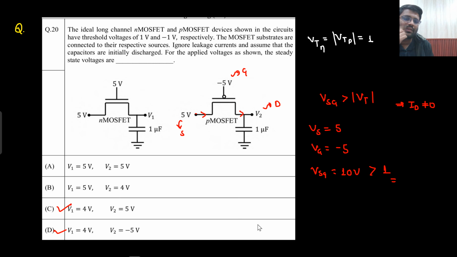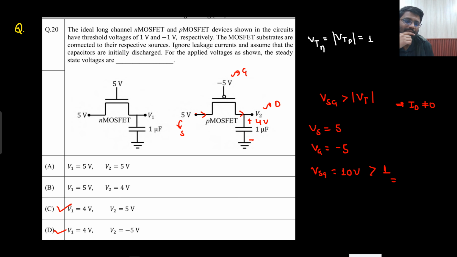Current would flow in the capacitor. The current would flow in this direction. See the direction of current flow: higher potential to lower potential. In the capacitor, it would flow in this direction. That means charge will be developed in this direction. Now, till what point may it charge? Sir, let's just say it has charged to 4 volt.